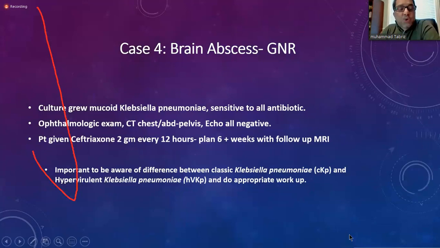So the important thing to remember about this, especially because we see it less commonly, I've just seen one case of this: if you see a liver abscess and it grew Klebsiella pneumoniae, you might consider either talking to the microbiology department, or at least clinically and radiologically make sure the patient does not have another source of infection.